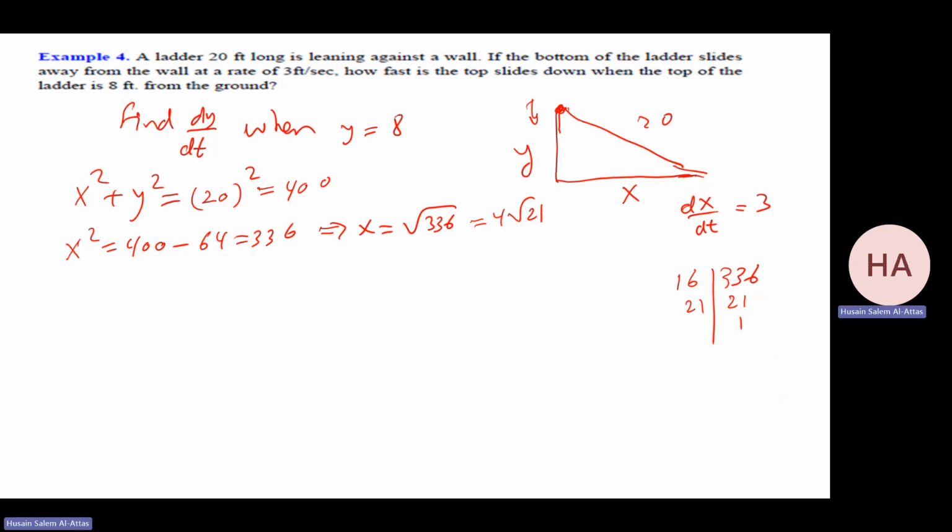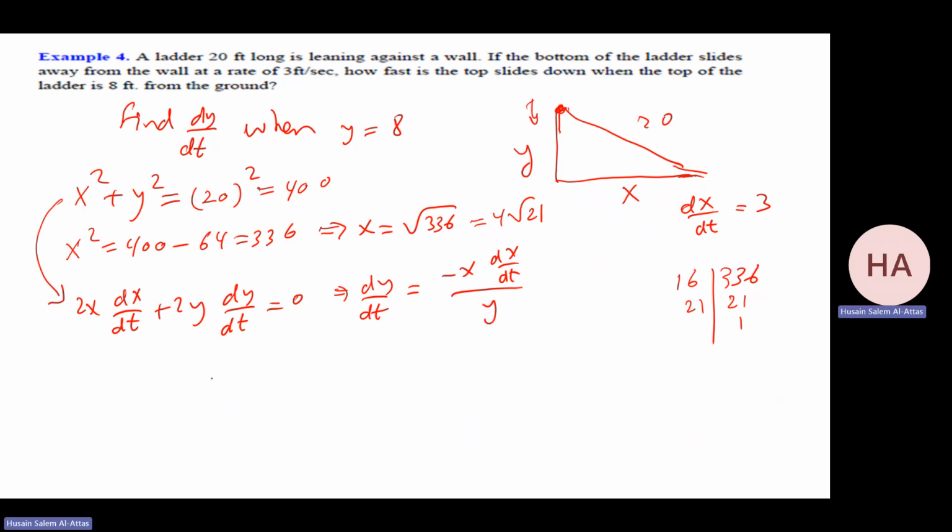Okay. So now I differentiate this. I have 2x dx by dt plus 2y dy by dt equal to 0. So I need dy by dt, which is minus x dx by dt over y. And that will be minus 4 root 21, dx by dt is 3, and y is 8. So that will give me what? Minus 3 root 21 over 8. That will be the answer.